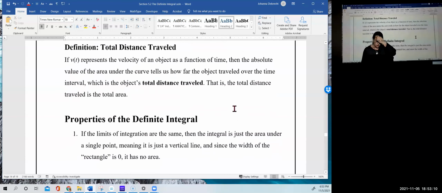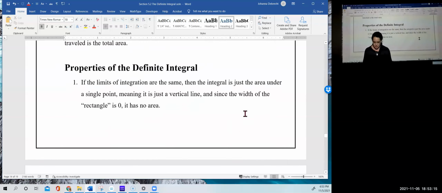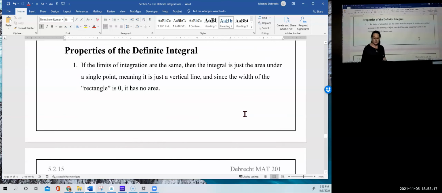Let's now take a look at the properties of the definite integral. If the limits of integration are the same, then the integral is just the area under one single point, meaning it is just a vertical line. And since the width of every vertical line is 0, then it becomes what we call a trivial rectangle or a degenerate one, where the width is 0, so it has no area.